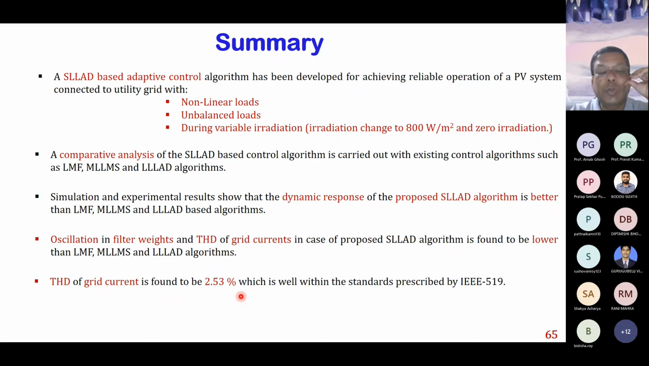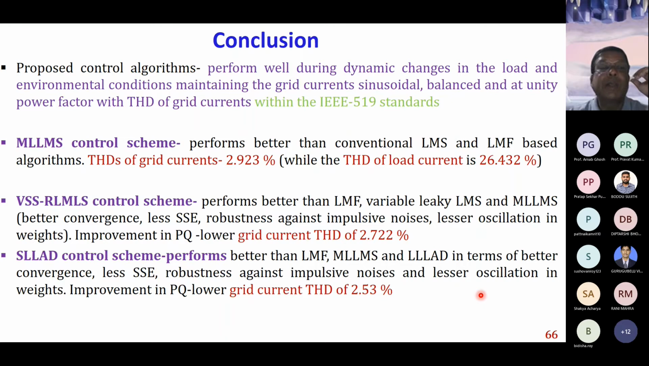THD of the grid current has been reduced to 2.53%, which is well within the IEEE 519 standard. So the conclusion is that the proposed control algorithms perform well during dynamic changes in the load and environmental conditions, maintaining the grid current sinusoidal and balanced at unit power factor, with THD of grid currents remaining within the IEEE 519 standards. The modified leaky LMS based adaptive filtering control performs better than the conventional leaky LMS based and least mean fourth based adaptive control.